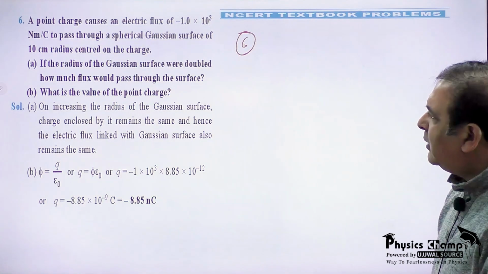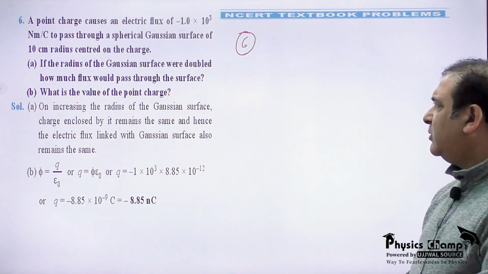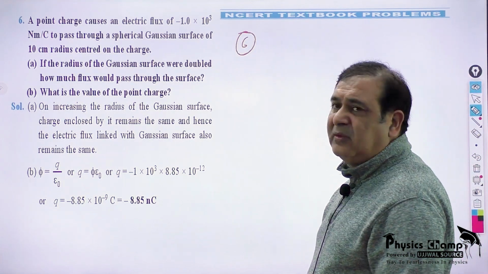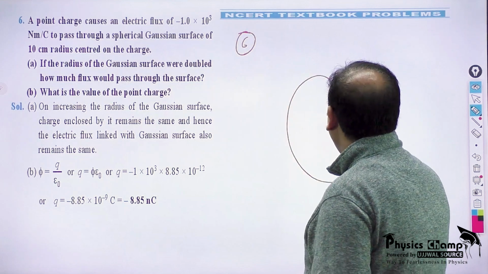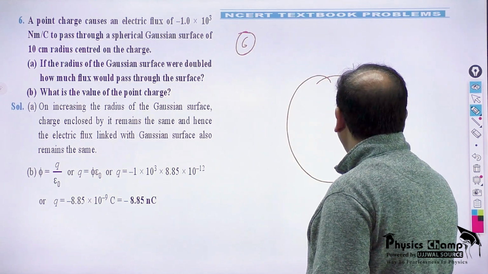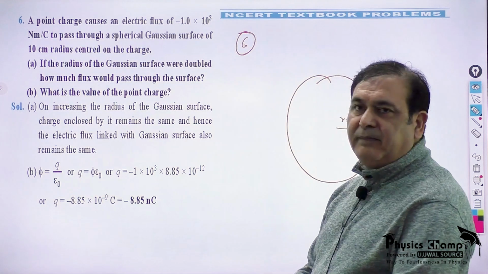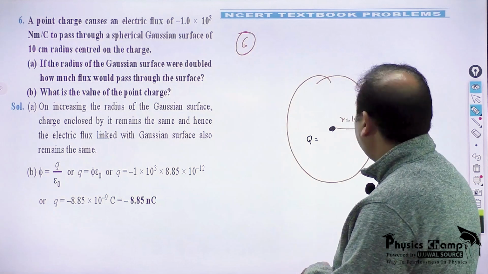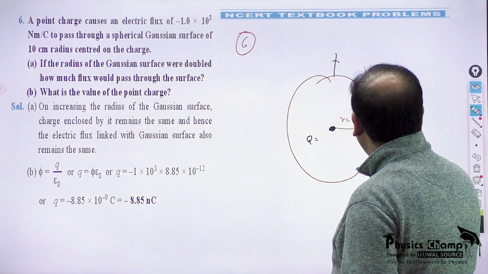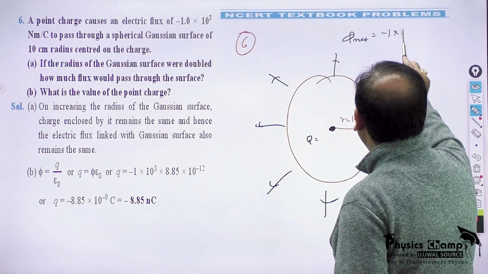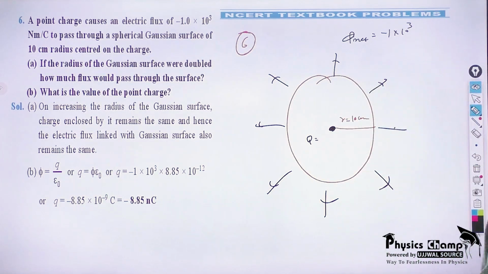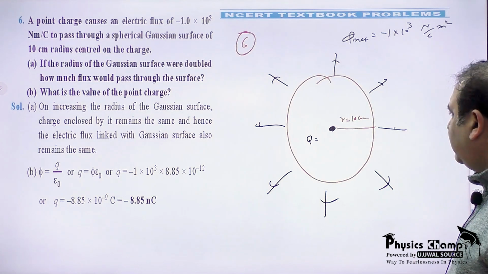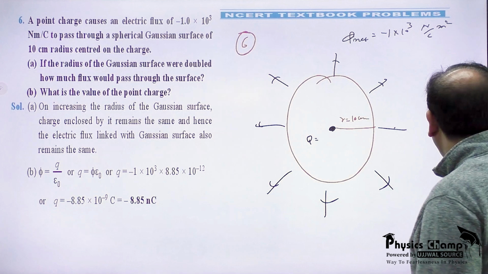Question number 6. There is a point charge which causes an electric flux of minus 1 into 10 to the power 3 Newton meter per coulomb to pass through a spherical Gaussian surface of 10 centimeter radius. So you have a spherical Gaussian surface of radius 10 centimeter. And there is a point charge here, and the point charge is such which is causing a net flux of minus 1 into 10 to the power 3 Newton per coulomb into meter square.